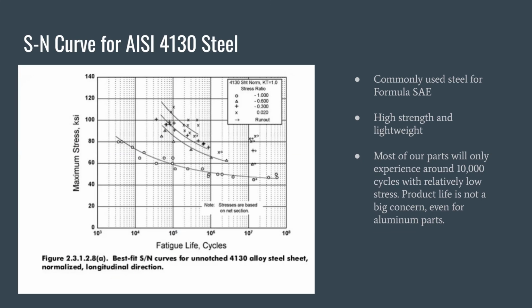There's an SN curve for 4130 steel. It is a commonly used steel for Formula SAE, high strength and lightweight. Most of our parts will experience around 10,000 cycles with relatively low stress. Product life is not a big concern, even for the aluminum parts.